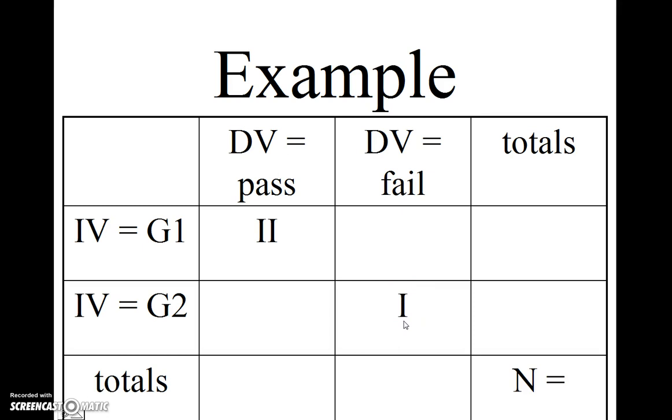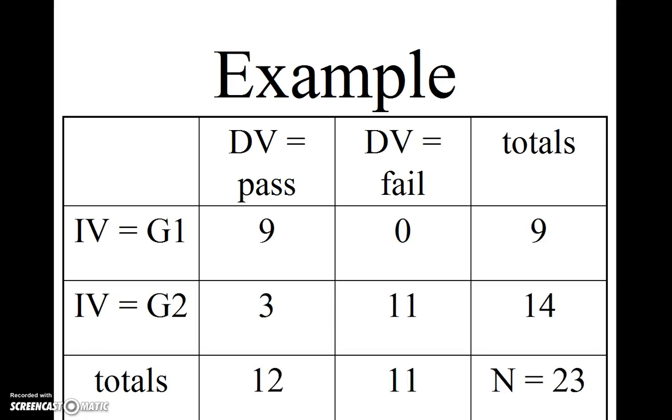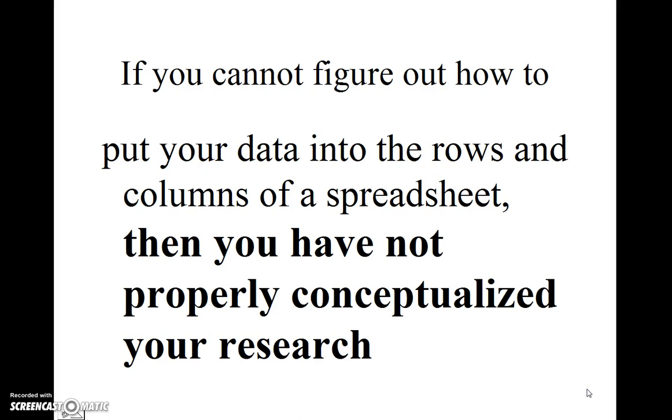We continue until all of our sample has been recorded, each person in one and only one of these 4 cells. Suppose we end up with 9 people in the first group who passed, nobody failed. That's a total of 9 people in the first group. In the second group, we had 3 who passed, 11 who failed, for a total of 14. So we fill in the other totals: 12 subjects passed, 11 subjects failed, for a sample size of 23.